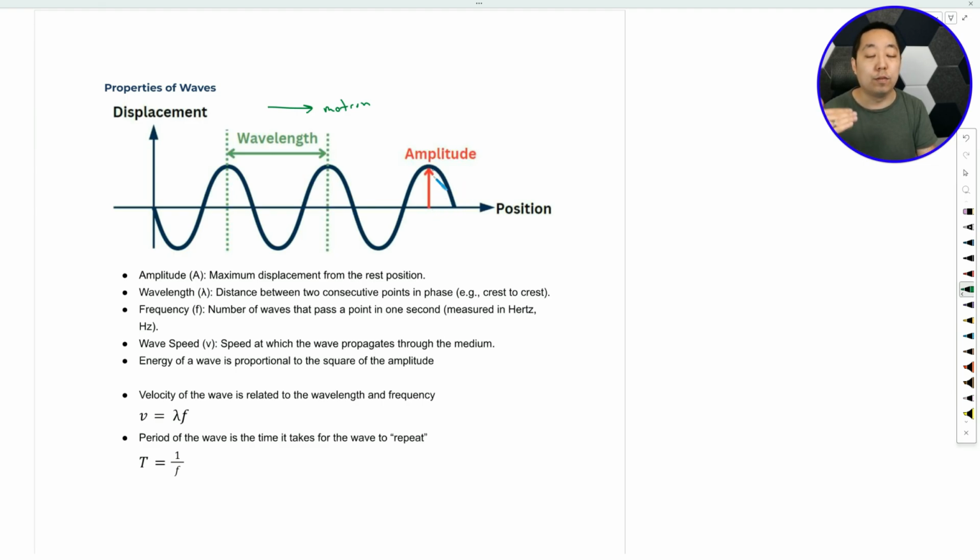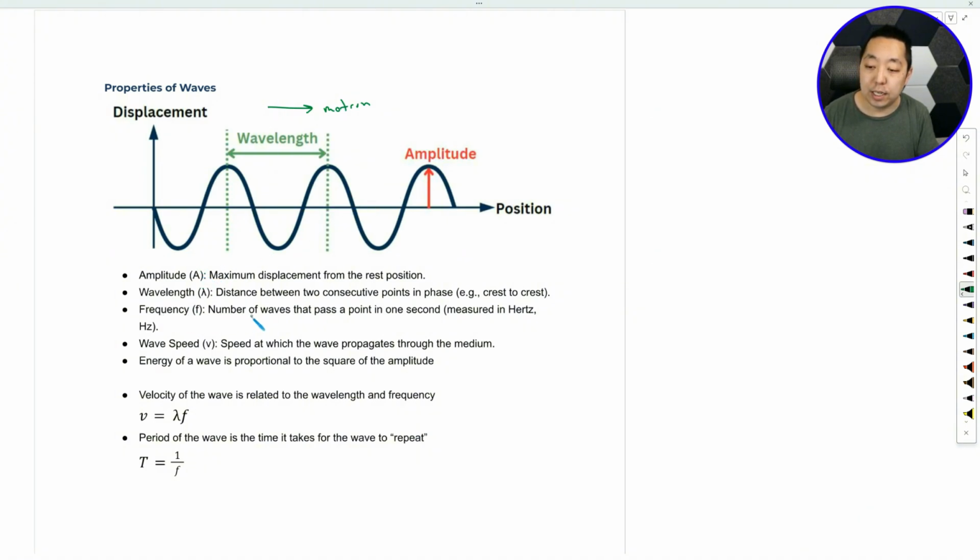The amplitude is the vertical distance. There's always sort of like a horizontal, like a level, like a neutral position. And the amplitude is how high up the peak of the wave is compared to it, that vertical distance there. Okay, that we call the amplitude.